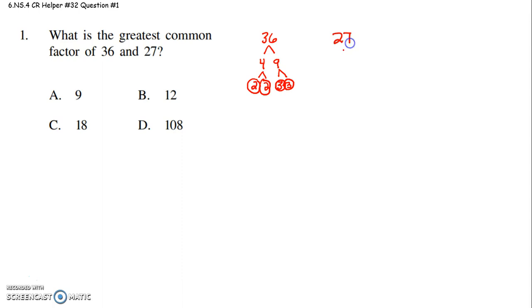Then you have to take 27 and break it down. 27 is 3 times 9. That means the 3 remains, since it's already prime, but 9 you can break down into 3 times 3. And then Mr. Anderson likes you to make a Venn diagram.